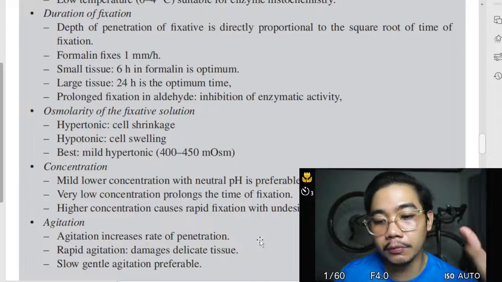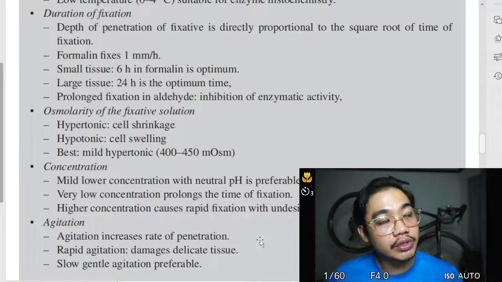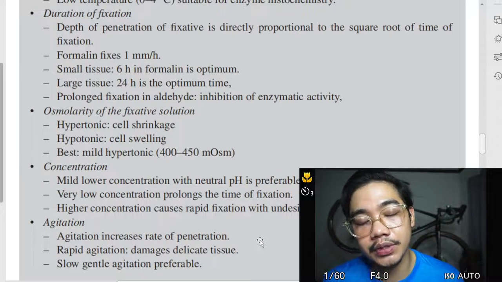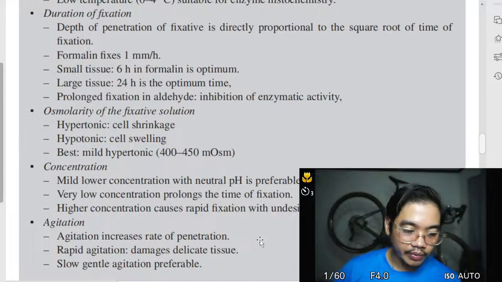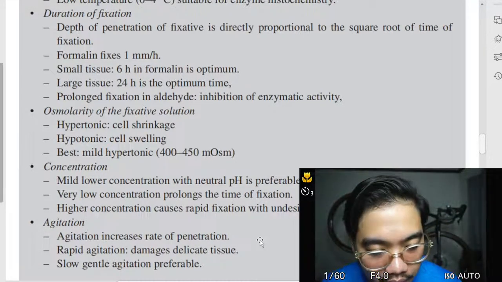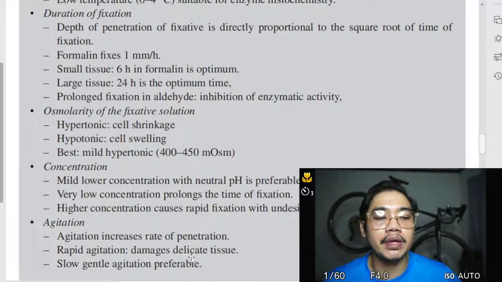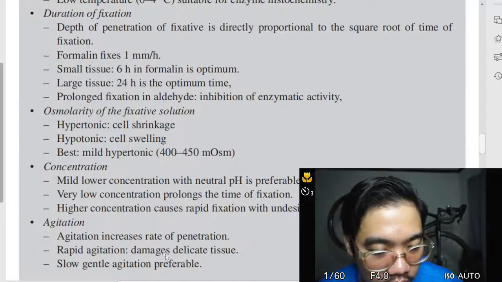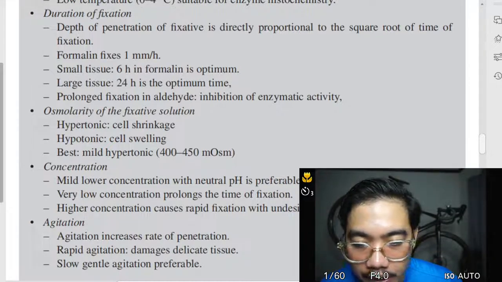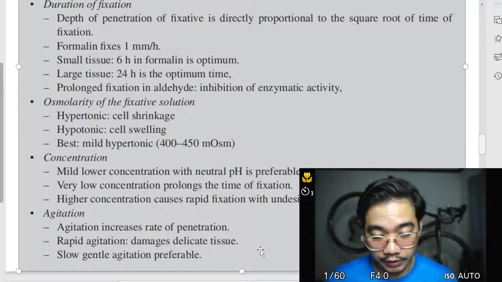So versus unlike sa imong tubig na bugnaw, butangan nimo siya asukal, kutaw nimo siya, though matunaw gihapon siya, it's not as fast as your hot solution. So I think, agitation increases rate of penetration. Rapid agitation damages delicate tissue. I think that's common sense na lang, no? So, ang pinaka-ideal is your slow and gentle agitation.